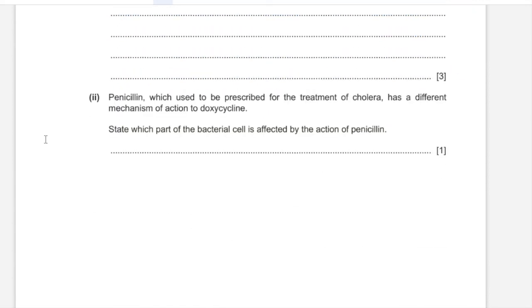2. Penicillin, which used to be prescribed for the treatment of cholera, has a different mechanism of action to doxycycline. State which part of the bacterial cell is affected by the action of penicillin. It affects the cell wall.